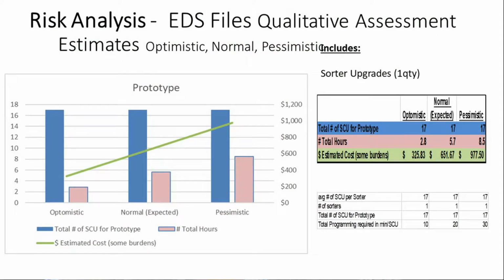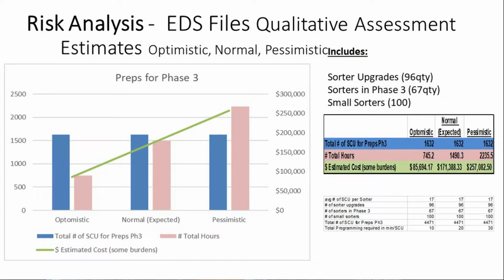To get a better view of this risk, let's analyze the optimistic, normal, and pessimistic estimates regarding time, scope, and cost. First, let's consider the prototype, which includes one sorter. Then, let's consider the project preparations for the Phase 3 effort, which includes 96 sorter refurbishments, 67 new sorters, and about 100 of the smaller sorter types. As you can see, this turns into real money and time when amplified for the expansion.